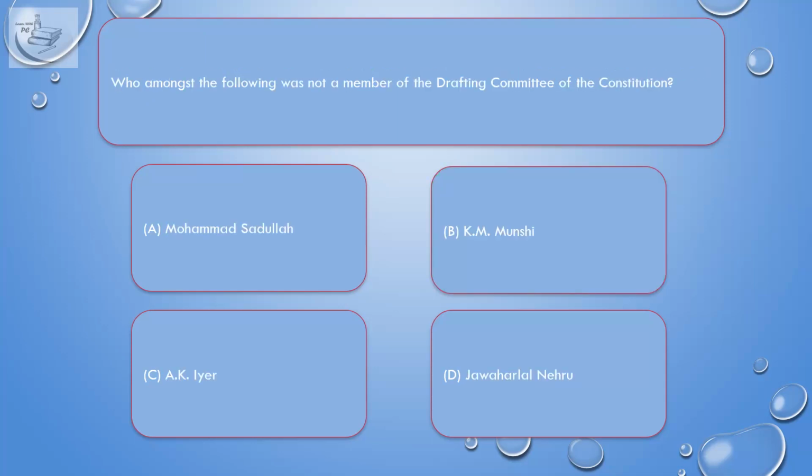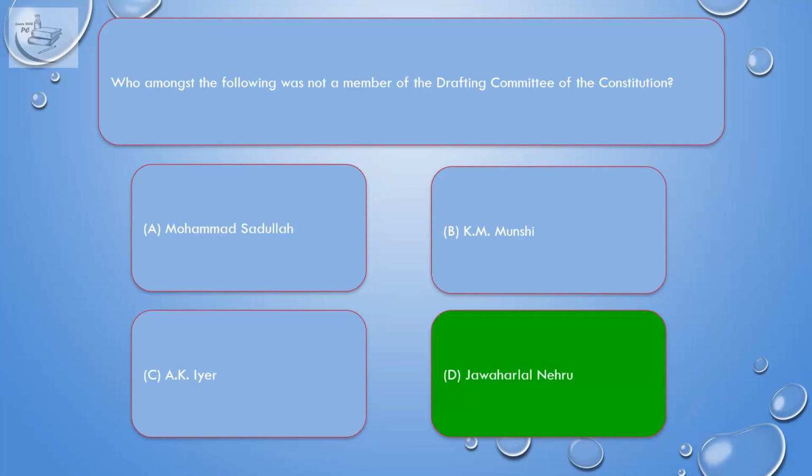Question: Who amongst the following was not a member of the drafting committee of the Constitution? A. Muhammad Sadullah. B. K. M. Munshi. C. A. K. Iyer. D. Jawaharlal Nehru. Correct answer is D. Jawaharlal Nehru.